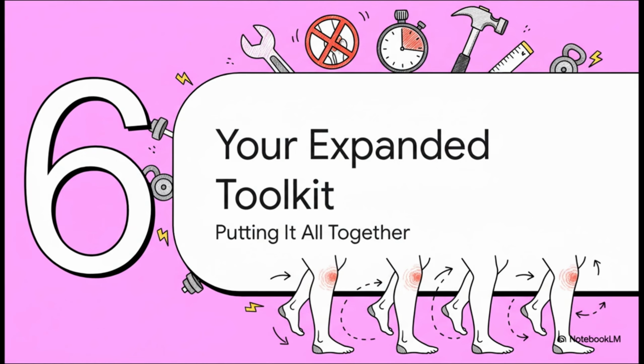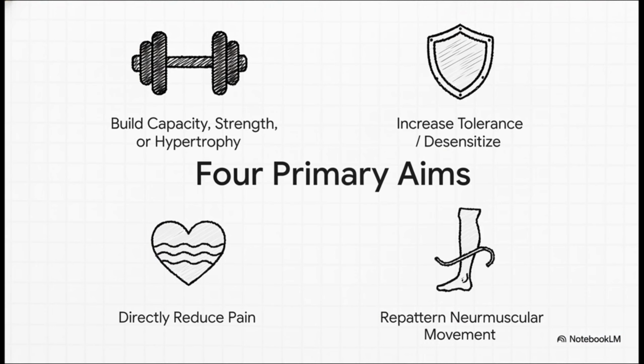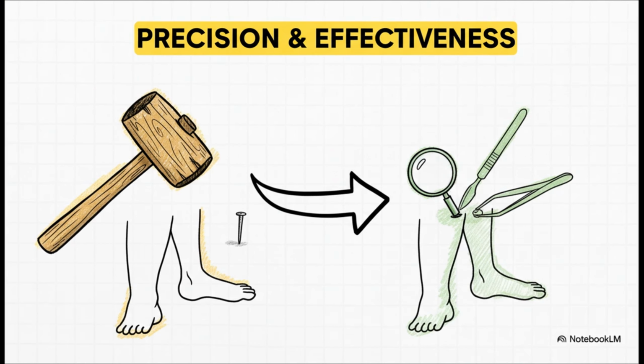Okay, so we've walked through these 4 very distinct aims. Let's pull it all together now and see how this really expands your therapeutic toolkit. And here they are, all laid out. These are the 4 primary lenses you can look through when you prescribe any exercise. Now, they're not mutually exclusive, of course, but consciously choosing your primary aim for each stage of rehab, that is absolutely key.